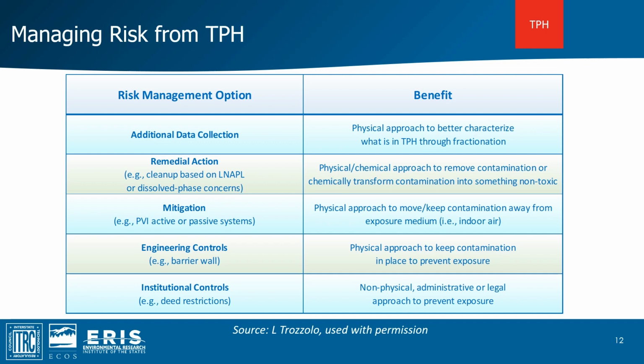Engineering controls is a physical approach to keep contamination in place to prevent exposure. This could be a barrier wall constructed in the ground to keep contamination in place.